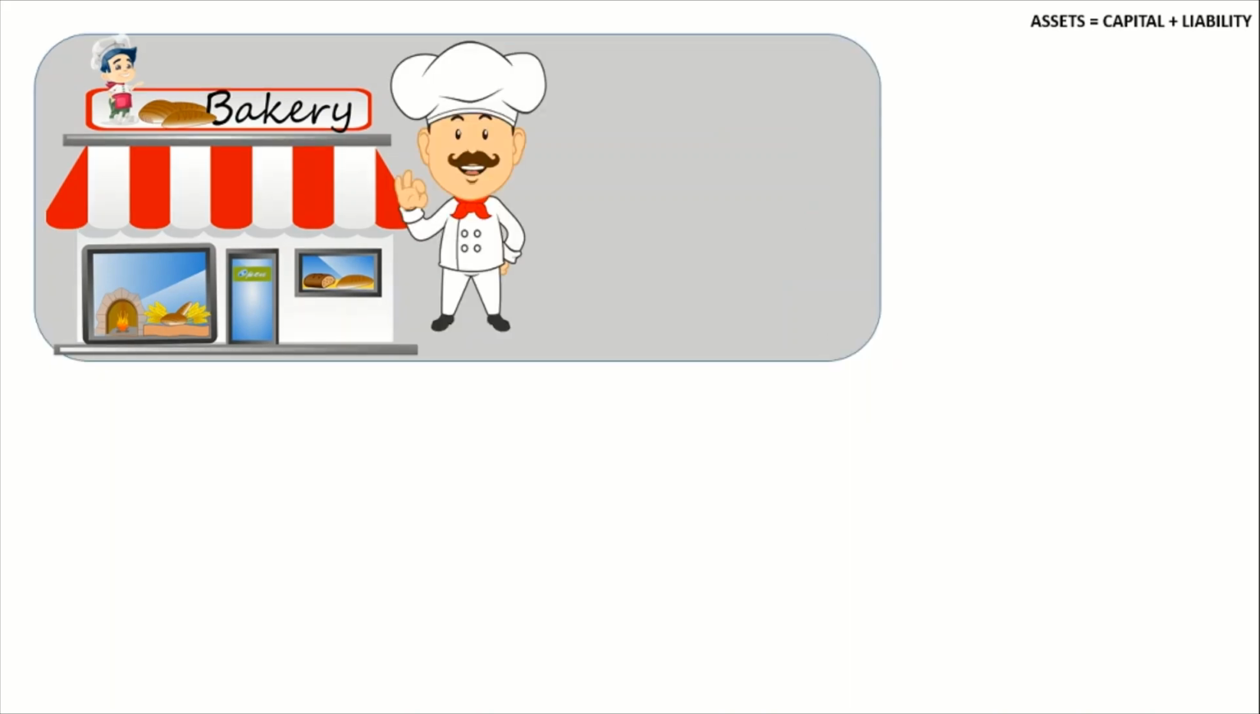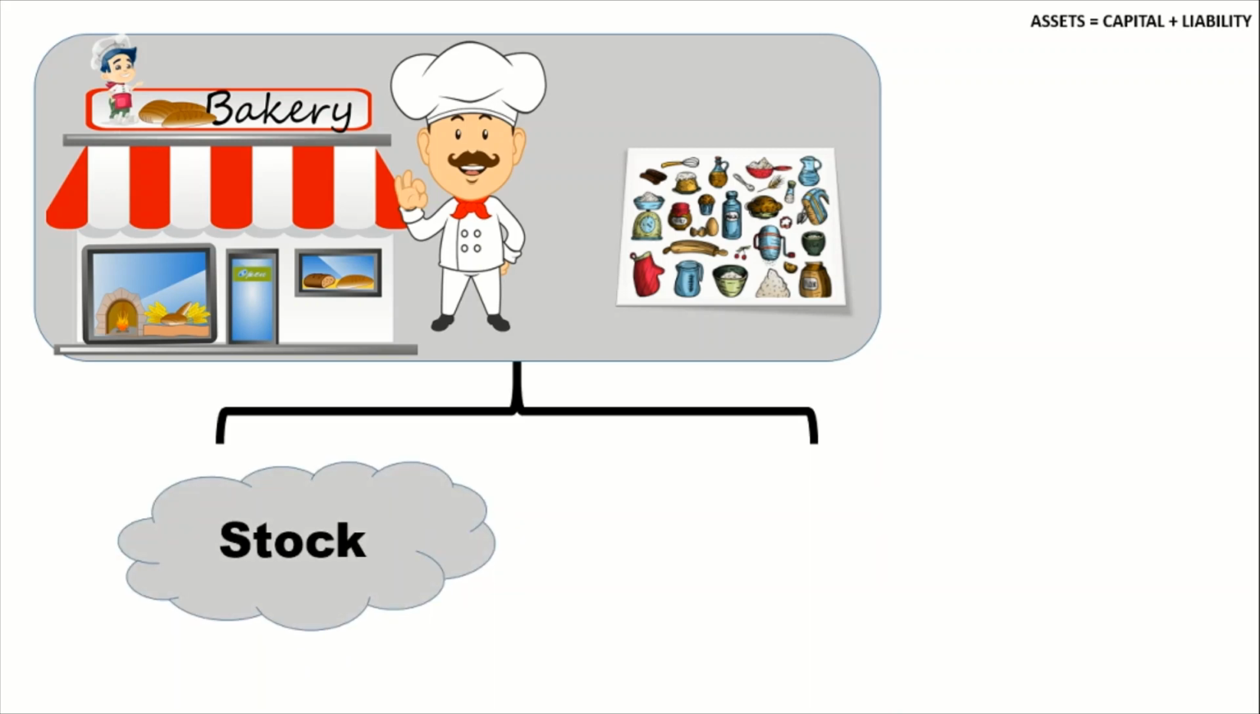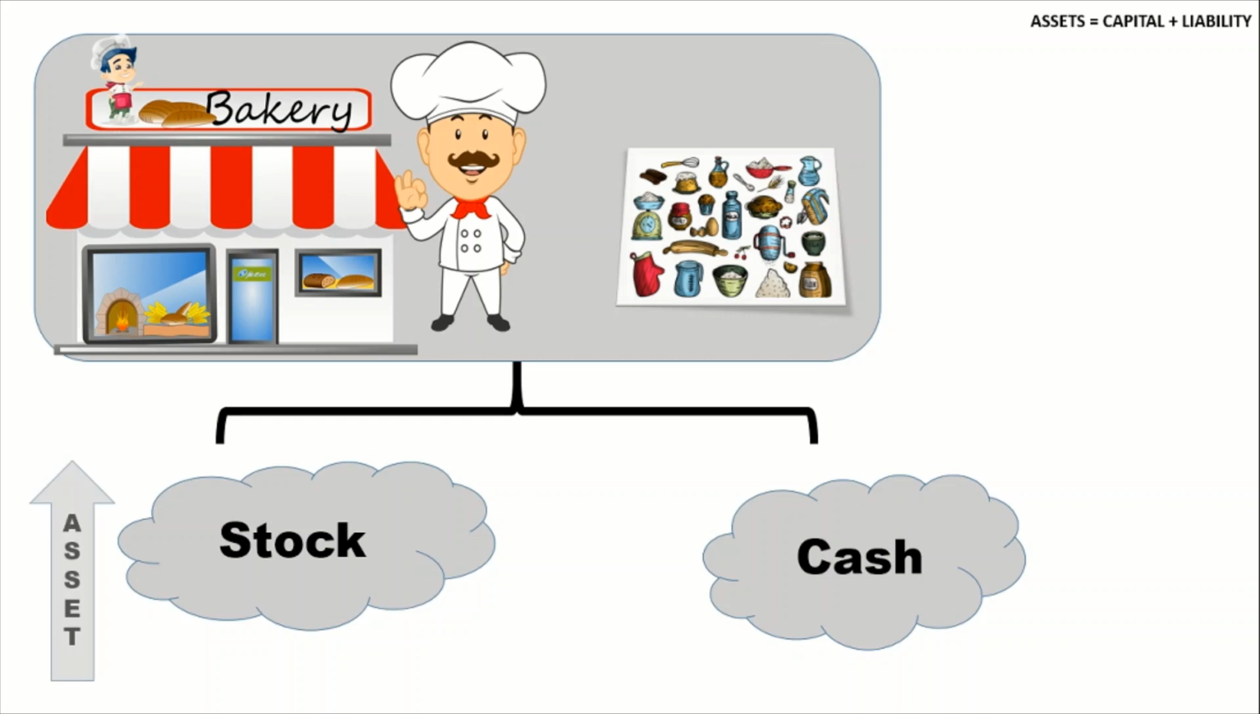Now this businessman, Mr. Peter, purchases raw material for his bakery shop and he pays cash. So now the effect will be the stock will increase because of the raw material he has purchased, and the other effect will be on cash. So stock is an asset. One asset increases, another asset decreases.